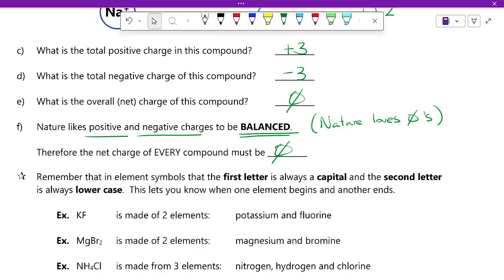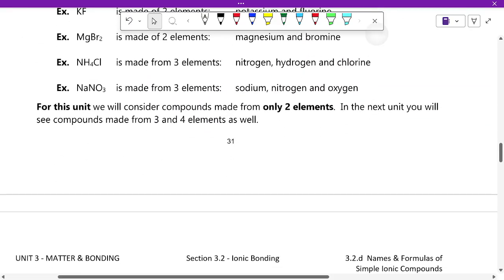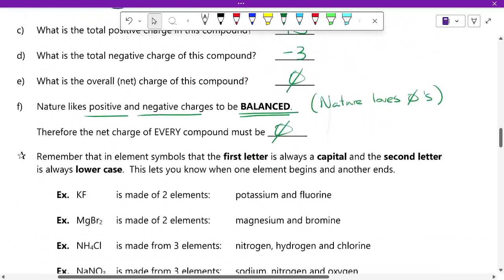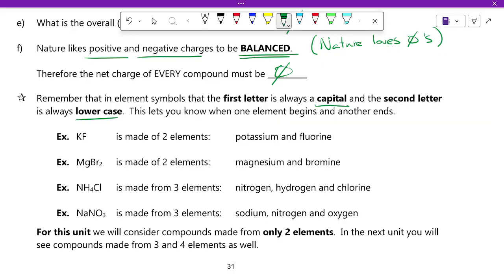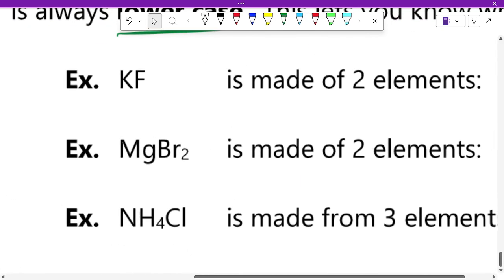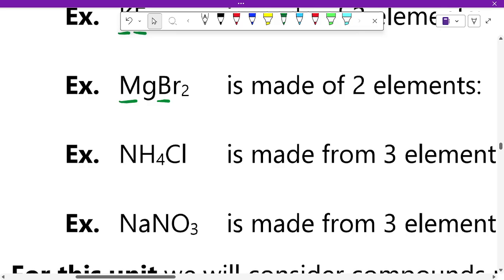Remember that every element starts with a capital letter. First letter is always a capital, and the second letter is always lowercase. Every time you see a new capital letter, that means you have a new element. So how many elements in KF? 2 elements. How many elements in MgBr2? 2 elements. How many elements in NH4Cl?